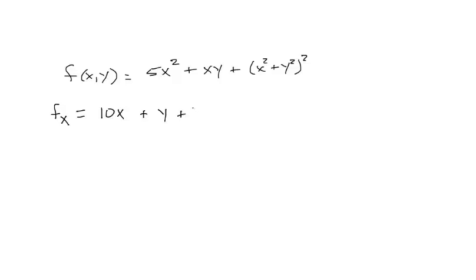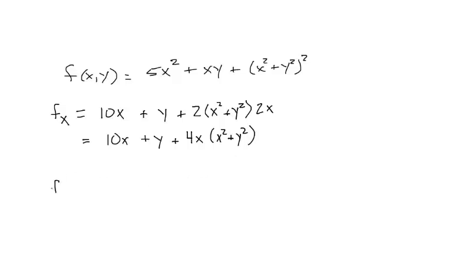So plus 2 times the rewrite of the inside, x squared plus y squared. Subtract 1 from the exponent gives us 1. Times the derivative of inside the parentheses with respect to x. So x squared with respect to x is equal to 2x, and y squared with respect to x is equal to 0. So we're left with 10x plus y plus 4x times the quantity x squared plus y squared.